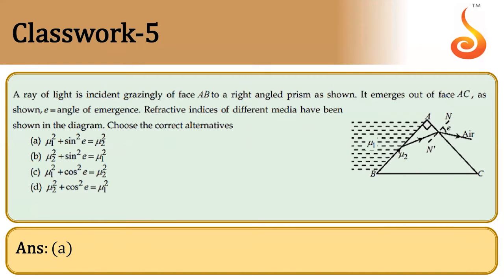A ray of light is incident grazing on the face AB of a right angle prism as shown in the diagram. It emerges out of the face AC and has an angle of emergence of E. Refractive indices of different media are given. Starting medium was mu1, second medium was mu2, last medium was air. Choose which of the alternatives are correct.